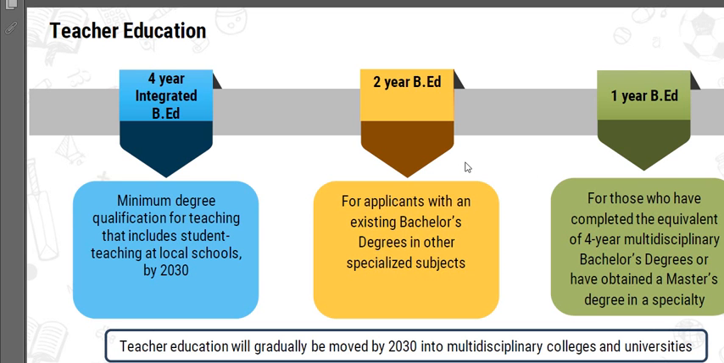Then about the teachers. Teacher education. Here we find three stages. First, one-year B.Ed. for those who have completed the equivalent of a 4-year multidisciplinary bachelor's degree or have obtained a master's degree in a specialty. Two-year B.Ed. for applicants with an existing bachelor's degree in another specialized subject. 4-year integrated B.Ed.: the minimum degree qualification for teaching that includes student teaching at a local school, by 2030. Teacher education will gradually be moved by 2030 into multidisciplinary colleges and universities. Multidisciplinary higher education institutions offering the 4-year in-school integrated B.Ed. program will also provide blended and/or ODL mode of teaching to students in remote areas.